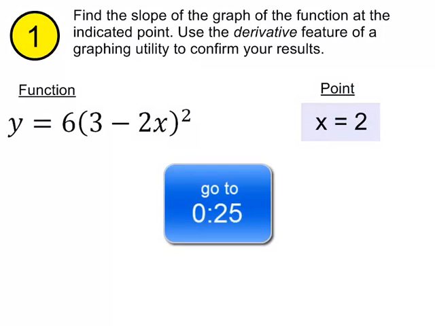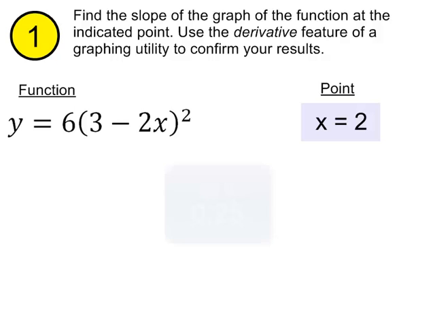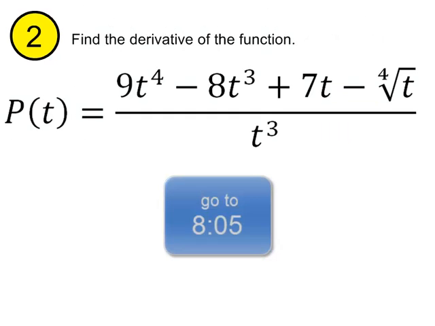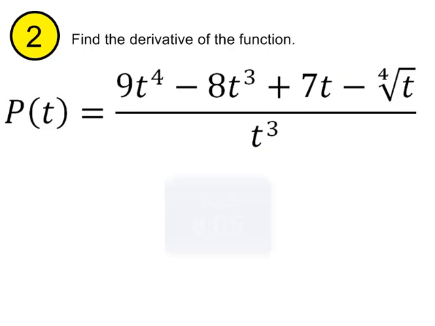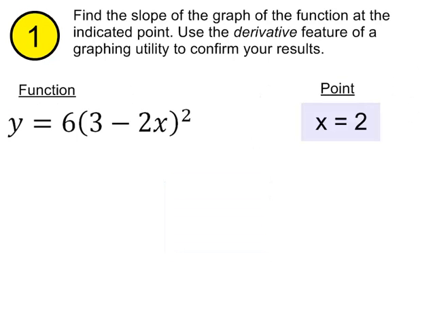We'll do two exercises in this video, and in the first one we'll find the slope of a graph given the equation and a point. And in the second exercise we'll find the derivative of this somewhat ugly looking function, but we'll find it's not as bad as it may look at first sight. So back to the first one.